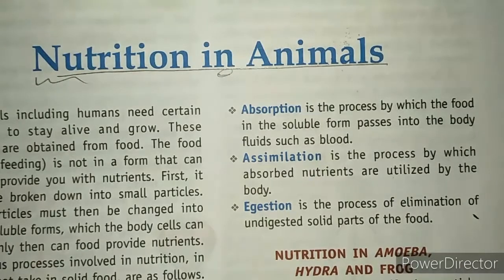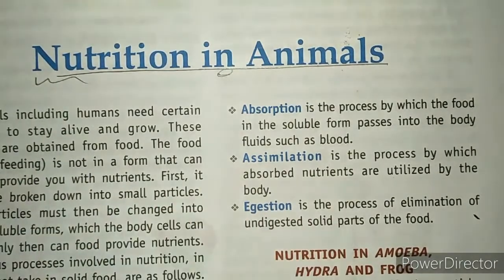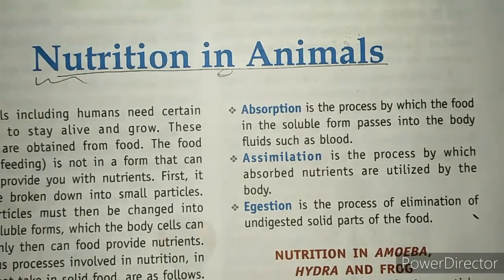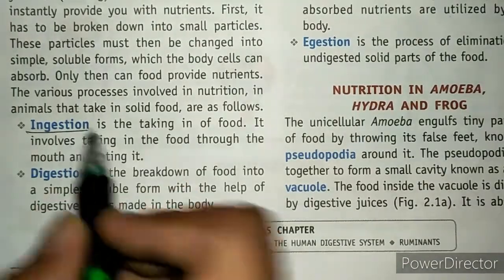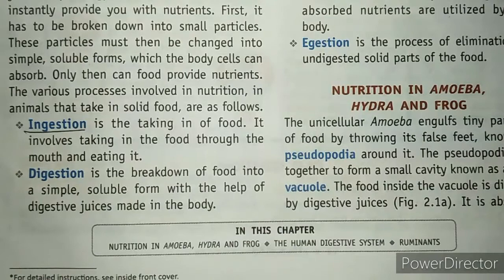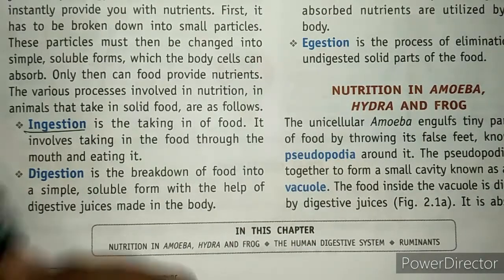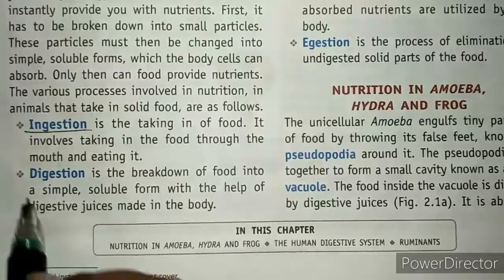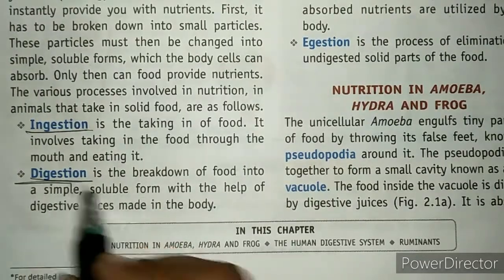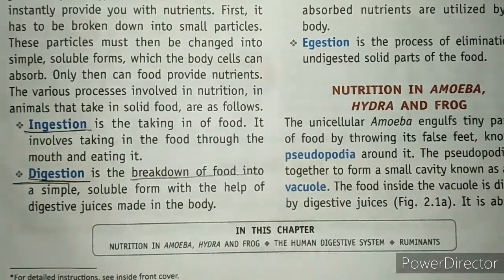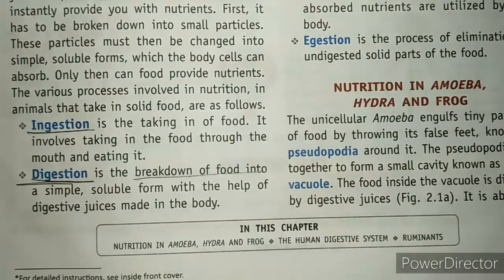Hello everyone. Today we will learn about nutrition in animals. So let's see first of all what are the different processes that occur in the nutrition in the animals. The first one is ingestion. It means when you just take the food in your mouth, that process is known as ingestion, and afterwards digestion comes. Here breakdown of food occurs in smaller pieces.